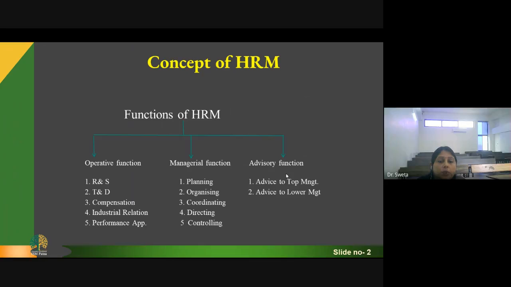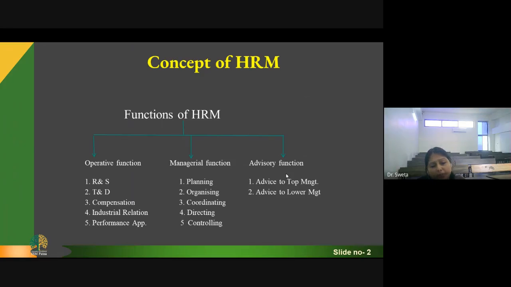As we can see on the slide, it is divided into 3 categories. One is operative function, another one is managerial function, and the third is advisory function. Coming first to operative functions, we can see several functions mentioned here, in which recruitment and selection is there, training and development, compensation, industrial relation, as well as performance appraisal.